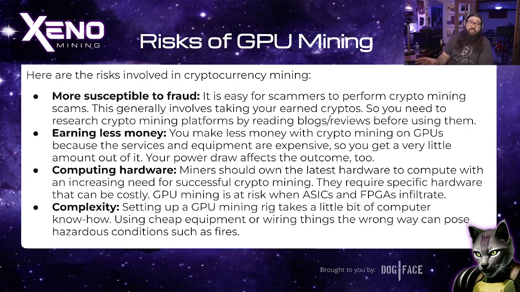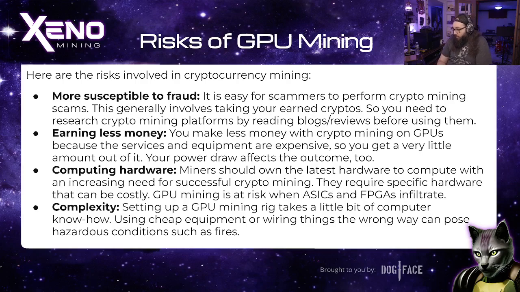You will also earn less money with GPUs, unless you're mining ASIC-resistant coins like Ergo or Flux, where they're pretty much predominantly only using GPUs. If you're going up against ASICs, like with Ethereum Classic, for example, you're not going to mine anywhere close to what an ASIC can. So that's a risk.